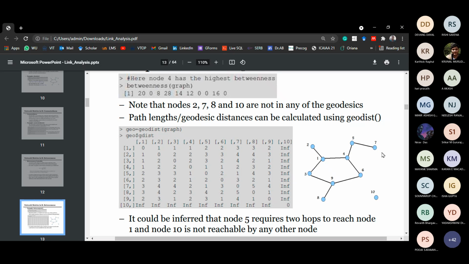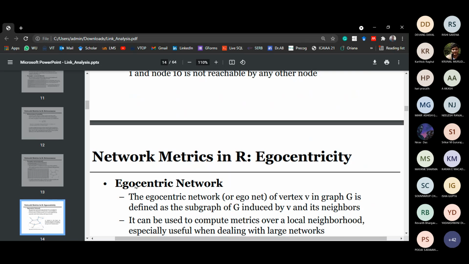You take all possible paths which pass through V, and you have to sum up all those paths, and then divide it by the overall number of paths that exist in the given graph. That will help us find out which node has the highest betweenness centrality. Next, I'll show one example for betweenness centrality.